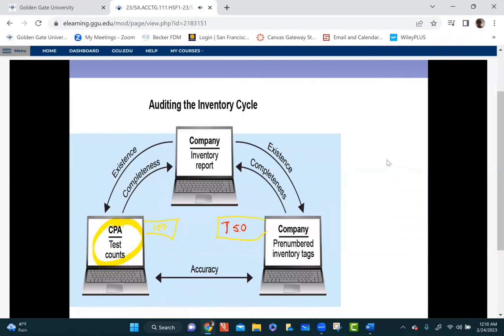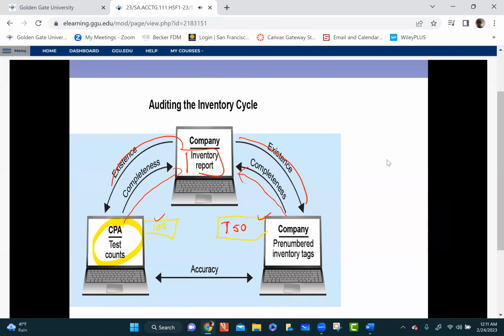If you want to test the existence assertion, what do you do? You start from the inventory report and you go and verify those items. If you want to do completeness, what do you do? You start from the accounts and you take it back to the inventory sheet.